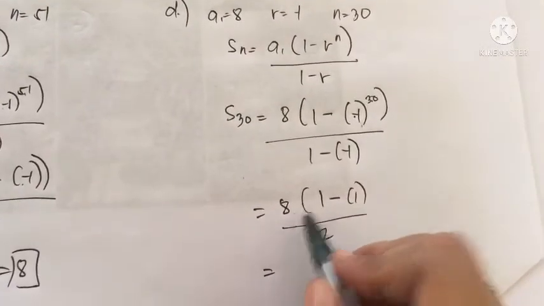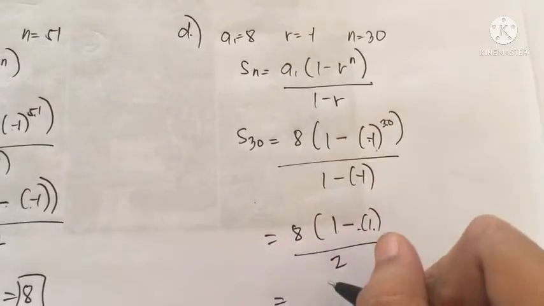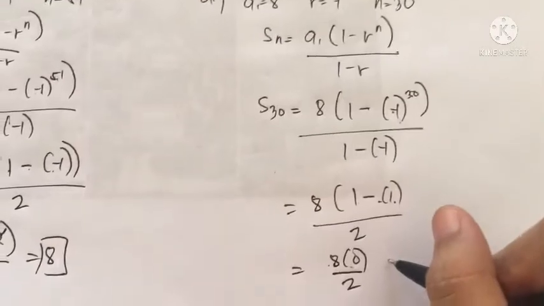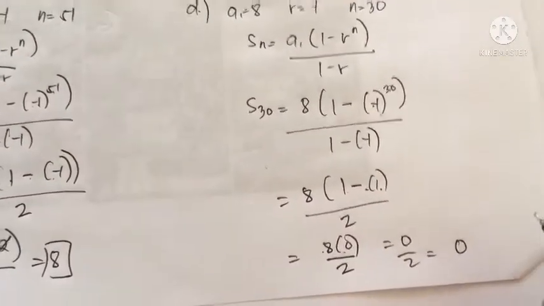So, this one becomes 1 minus positive 1, the answer is 0. So, 8 times 0 over 2. So, 8 times 0 is 0, divided by 2, and 0 divided by 2, the answer is 0.